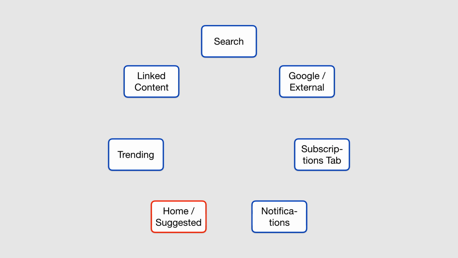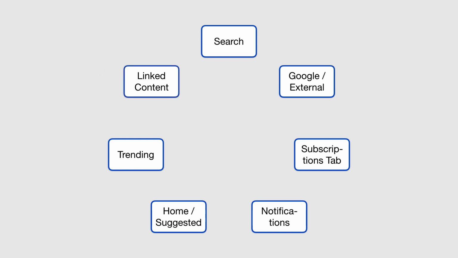Although these are two distinct ways to discover content, I combined these two traffic sources because they are driven by the same YouTube algorithm. Then we have the trending tab. If your video shows up in that tab, you have made it. And finally, we have linked content. This is the sum of all techniques to make people watch multiple videos in a row. Think playlists, cards, end screens.